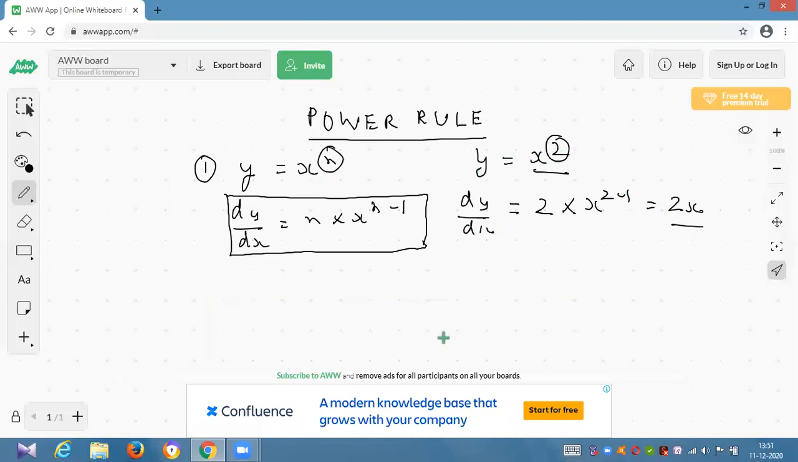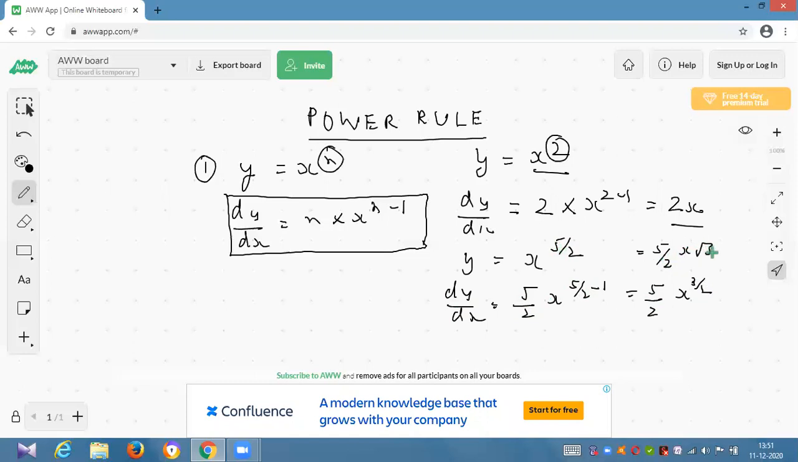Now suppose the function is y is equal to x to the power 5 by 2, a fraction. So the value of n is 5 by 2. So dy by dx becomes 5 by 2 x to the power 5 by 2 minus 1. So that is 5 by 2 x to the power 3 by 2, which can also be written as 5 by 2 x root x. That gives me my final answer. This is the way we use power rule in differentiation.